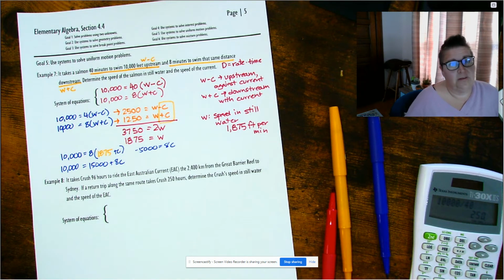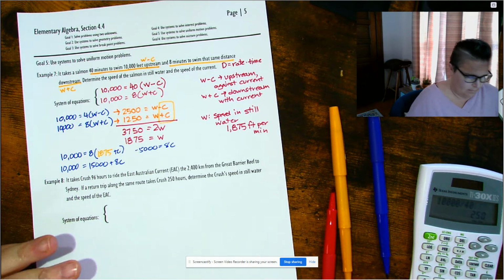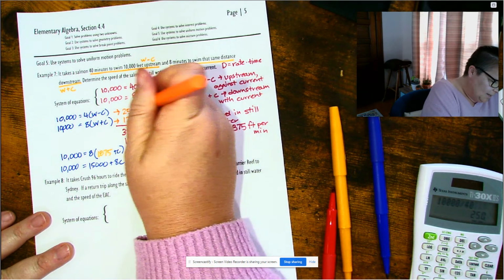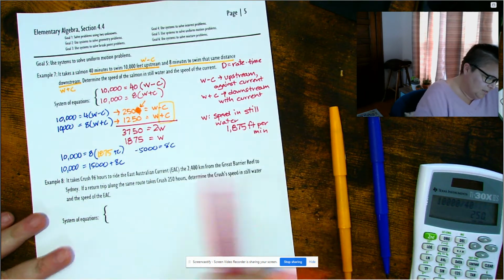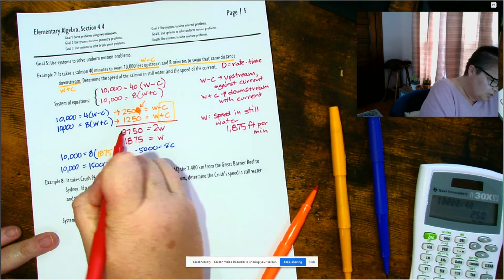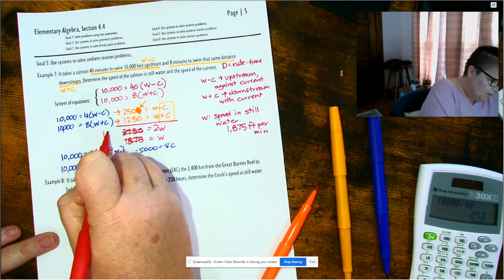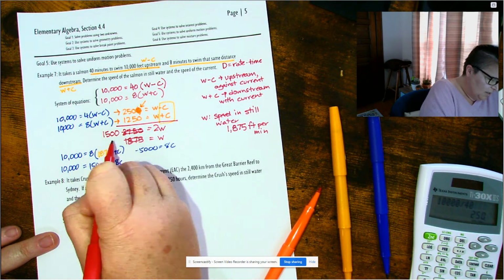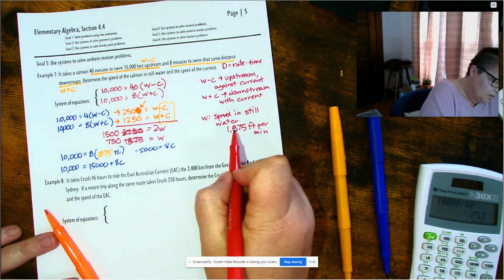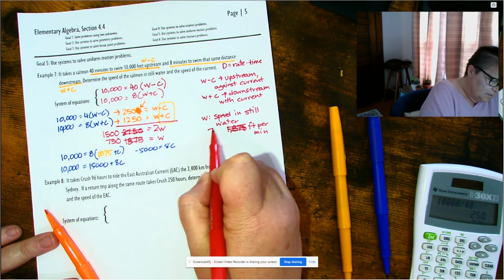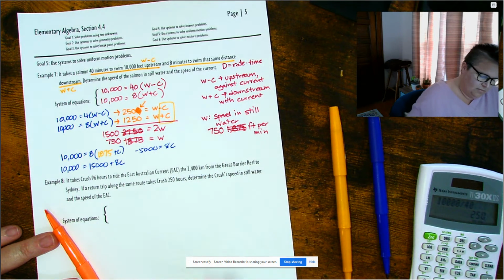I'm not stopping this video. We're like an hour in, so I'm not stopping. Okay. So I added an extra 0 here. That caused an error. And because of that error, this should have been 1,500. And when I divided by 2, that should have been 750. Okay. So speed in still water is 750.